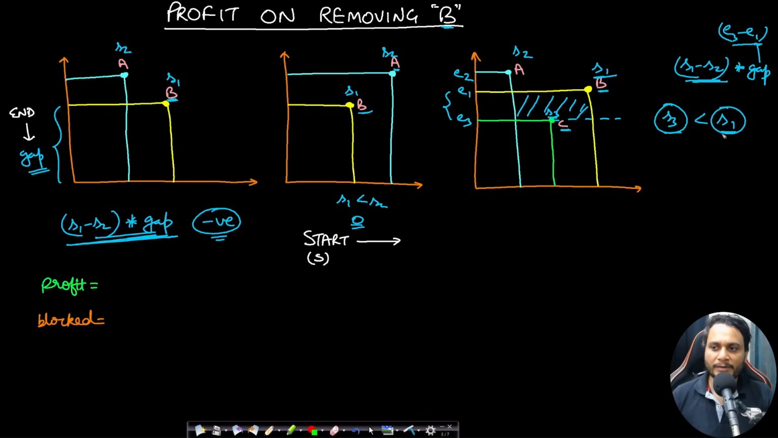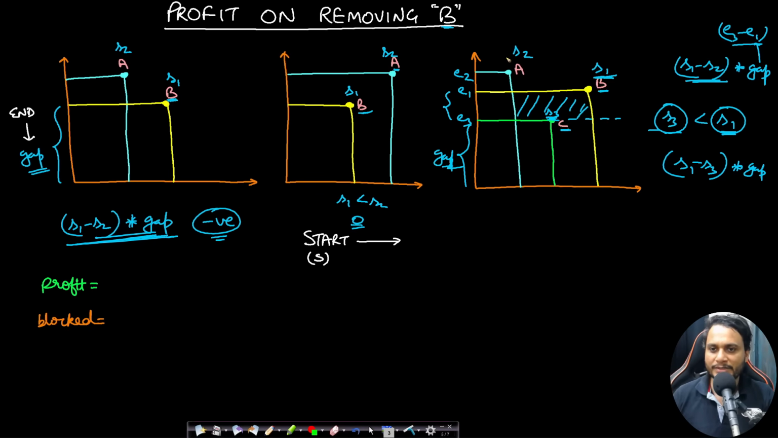So what I will do is I will maintain the maximum out of these two, which is S1. Take S1 and subtract it with S3. In this case, it will be S3, right? And then multiply it with the gap. What is the gap? This will be the gap, okay? So then you will get the shaded area. This is how you calculate it.